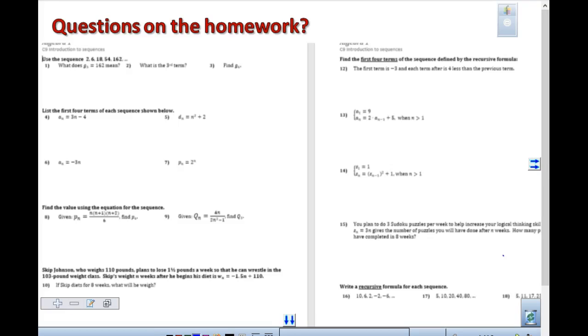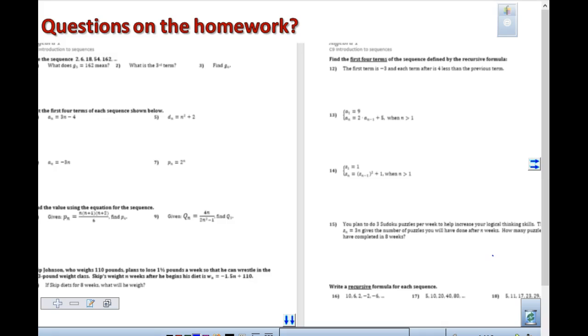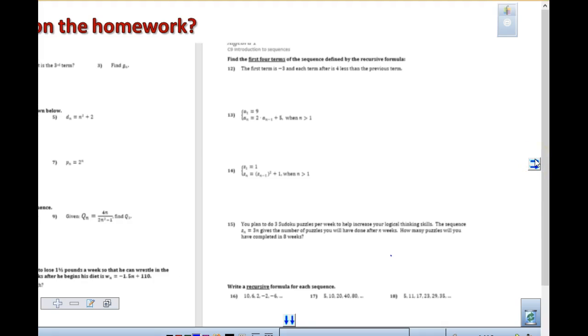So, number 12. Do you know the first term in number 12? Do they tell us that? Yes. They tell us it's negative 3, right? We need to get the next 3 terms after that. Each time it says the first term is negative 3, and after that it is 4 less than the previous, which would mean the next one should be negative 7.